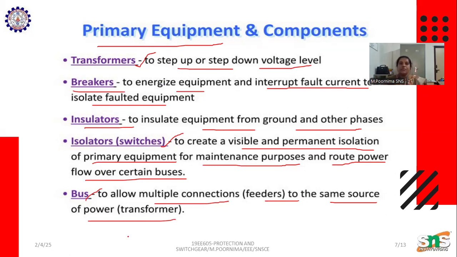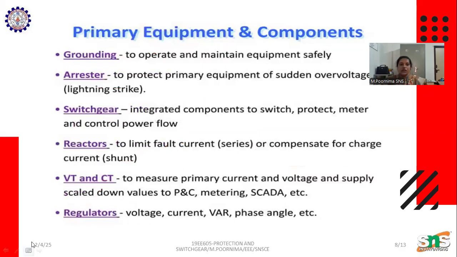Okay, these are the primary equipments and components of a power system. The next one is primary equipments. Here are some of the primary equipments: grounding, arrestor, switchgear, reactor, voltage transformer, current transformer, and regulators. These are the main primary equipments needed in a power system structure.